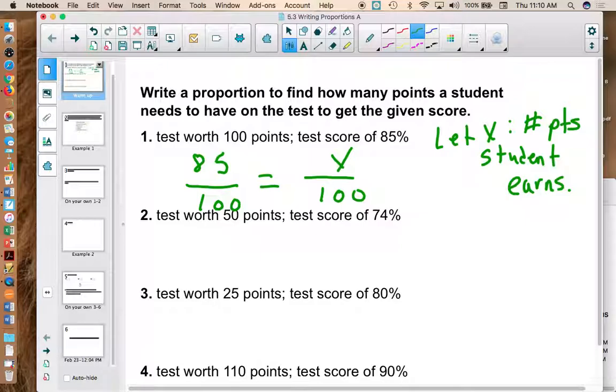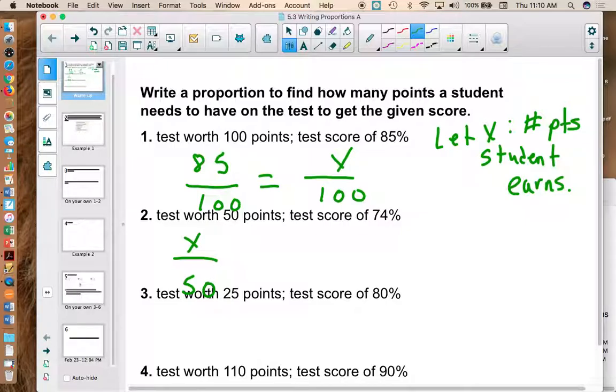Okay? Write the proportion for number 2. The test is worth 50 points. The score is 74%. How do I write it? How many points is that test worth, Darton? 50 points. Okay. How many points did the student earn? Do I know that, Darton? No. So I put in the x.